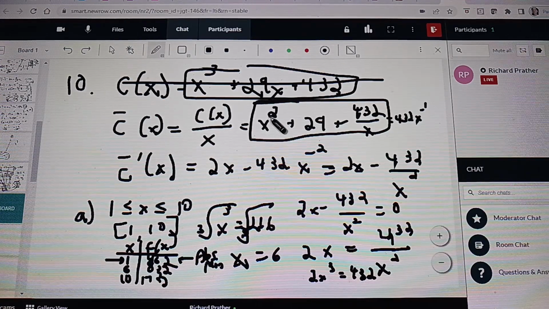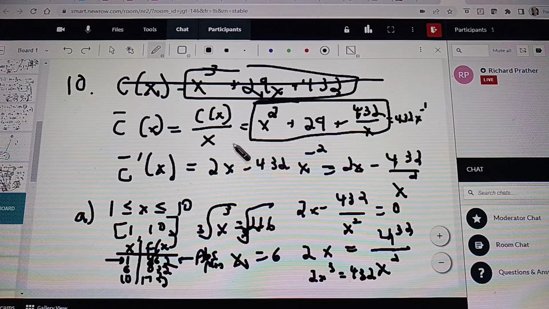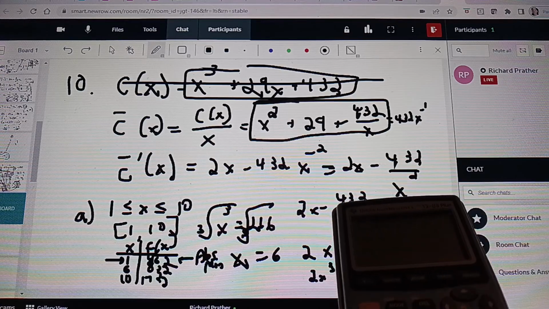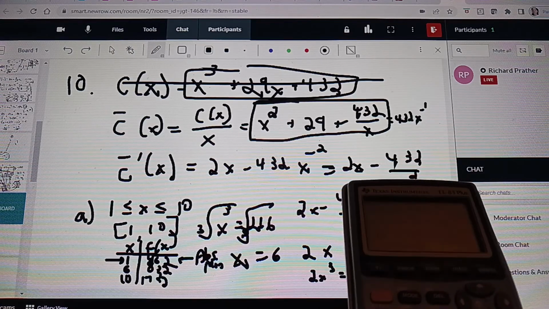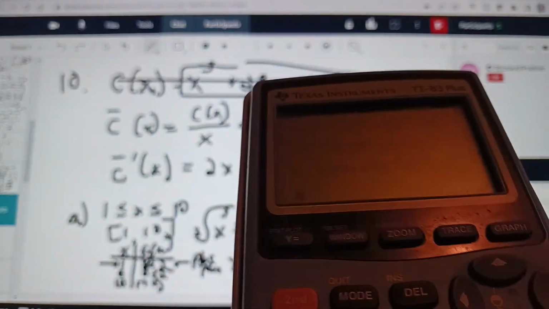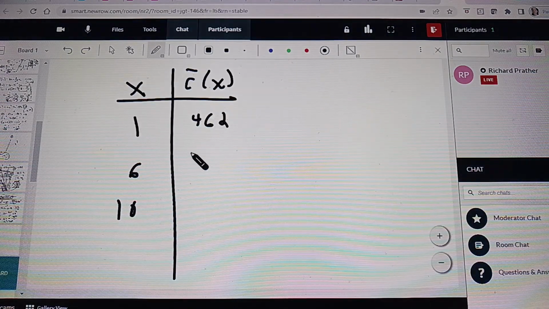So 1 is still easy because 1 squared is 1. There's a 29 here, that's 30. And then this divided by 1 is 432. So that's still 462, oddly. But clearly that's not the answer because I already got that one wrong. So what would happen if I plug 6 or 10 into this function? 6 squared plus 29 plus 432 divided by 6. When I plug 6 in, I get 137. That's already less than it was for 1. So yeah, 1 is out.